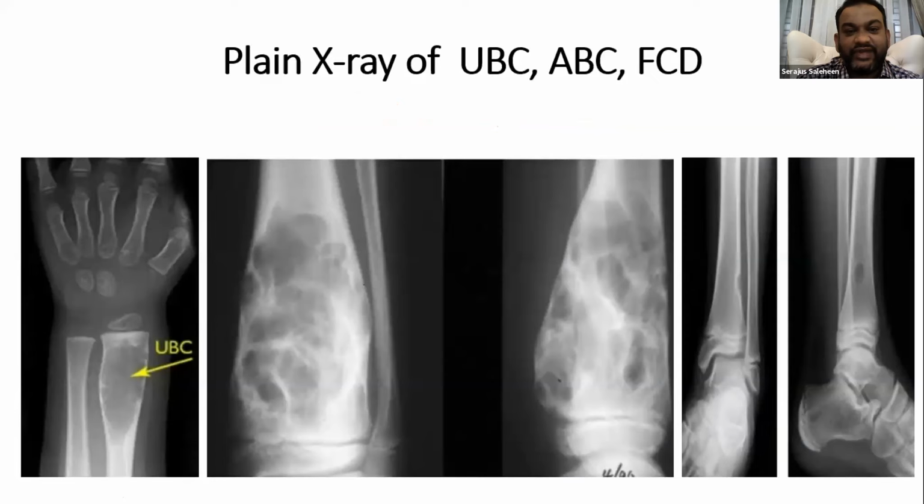And this is the X-ray of benign tumor. In unicameral bone cyst, there is a lytic lesion, well-defined margin, and cortical thinning, and there is no periosteal reaction, which is a common feature of unicameral bone cyst. And this is the X-ray of aneurysmal bone cyst. Here, there are multiple loculated osteolytic lesions found in the metaphyseal region, and this is the X-ray of fibrous cortical defect. It is found in the cortical region.